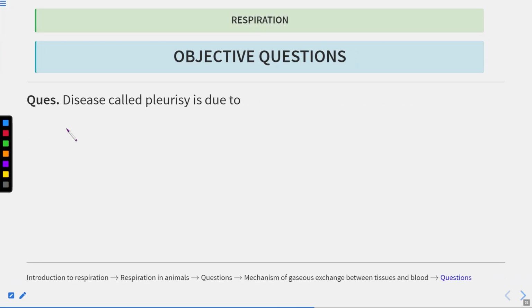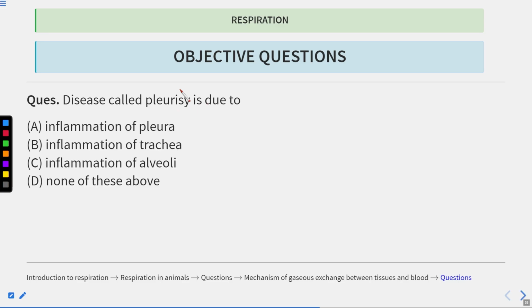Now, let's have a look at the next question. The disease called pleurisy is due to, so we have discussed this disease in the previous lectures. Let's have a look at the options. Option A is inflammation of the pleura. Option B is inflammation of the trachea. Option C is inflammation of the alveoli. And option D is none of these.